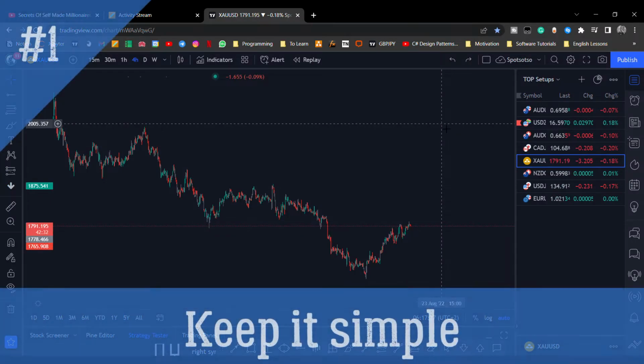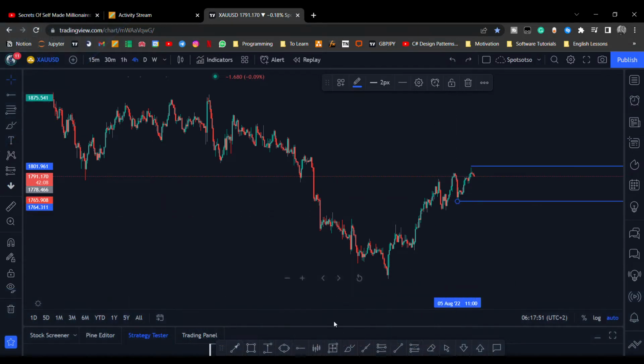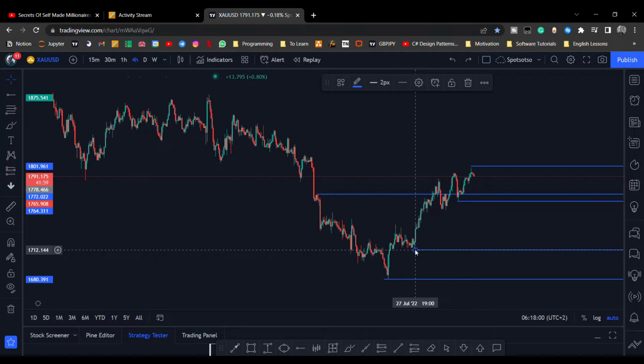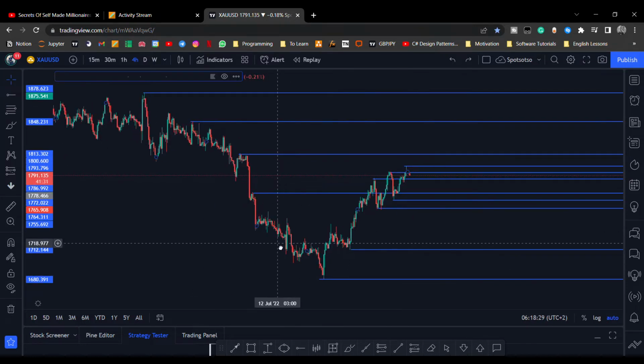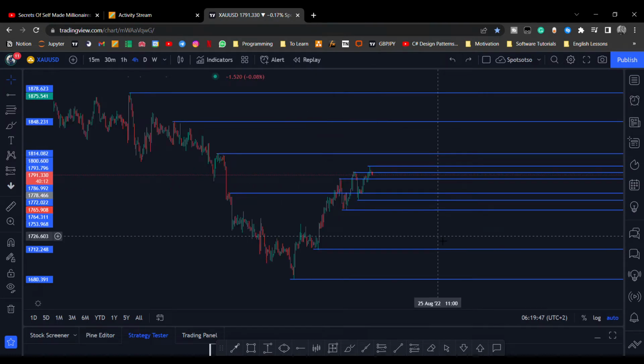So the first thing is that you wanna keep it simple. You don't wanna have something like this. As you can see, I'm just drawing every support and resistance line that I see. I know this is a little bit extreme, but you don't want to have your chart messed like this. One reason why this doesn't work is because it's just complicated. And to be honest, I don't know anyone who has ever traded consistently when they have a complicated strategy.